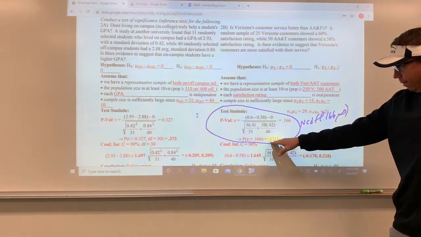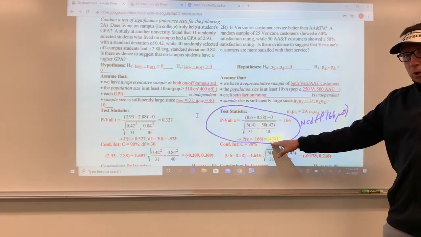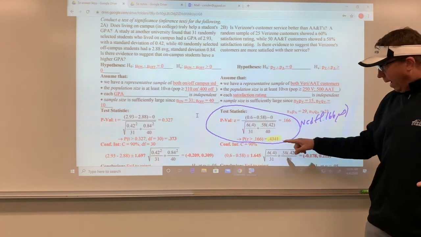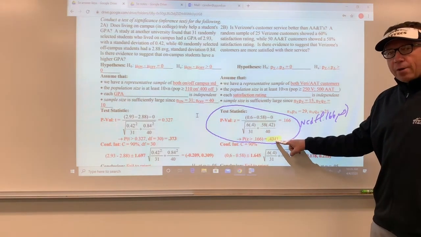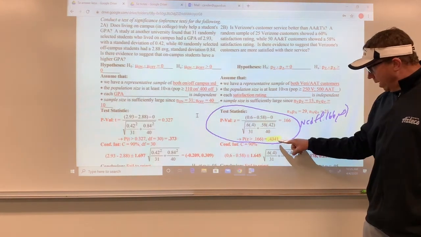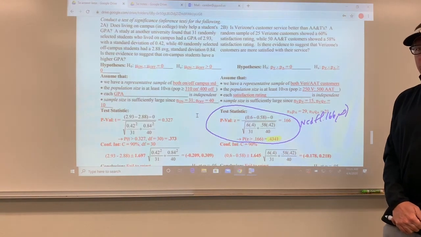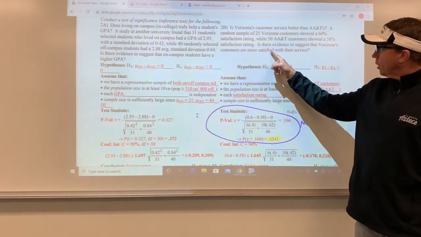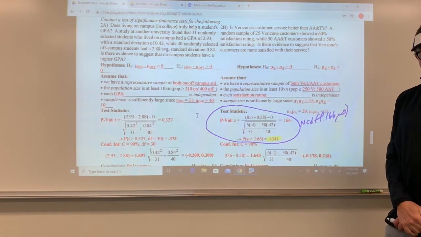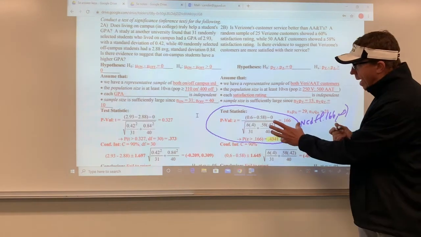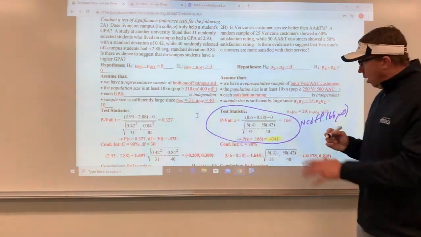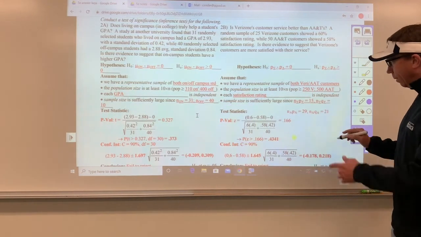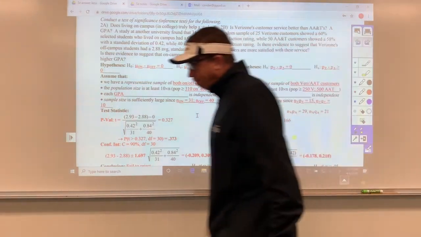The conclusion on this would be fail to reject H0 at alpha, let's say I did 0.05, okay? Because the p-value is greater than alpha. We have insufficient evidence to suggest that Verizon's customers are more satisfied with their service, okay? All right, so I'm going to go ahead and go over to the calculator now. Well, actually, let me do this. Let me go ahead and draw up how you're probably going to do this part by hand, okay?